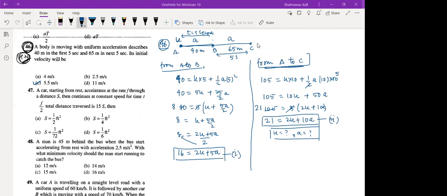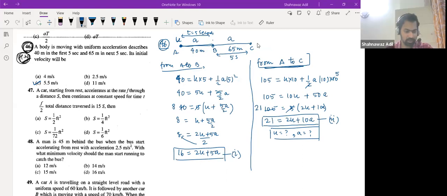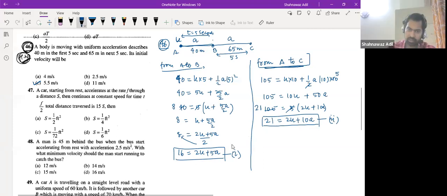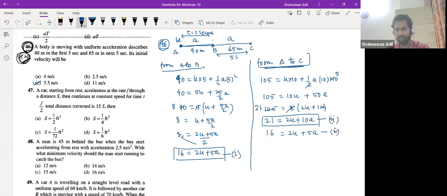Sir, could you do the answer, please? Yeah, okay, so you got stuck. Yes, sir. Good that you told me, right? So this is two, and this is the second, and this is the first equation. So now we have to solve for u and a.